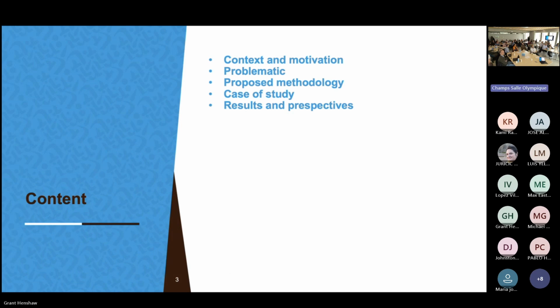So I'm going to start with presenting the context, motivation, and what is the research question that we are trying to resolve, the proposed methodology, and an application of this methodology for a case of study, and finally, results and perspectives.